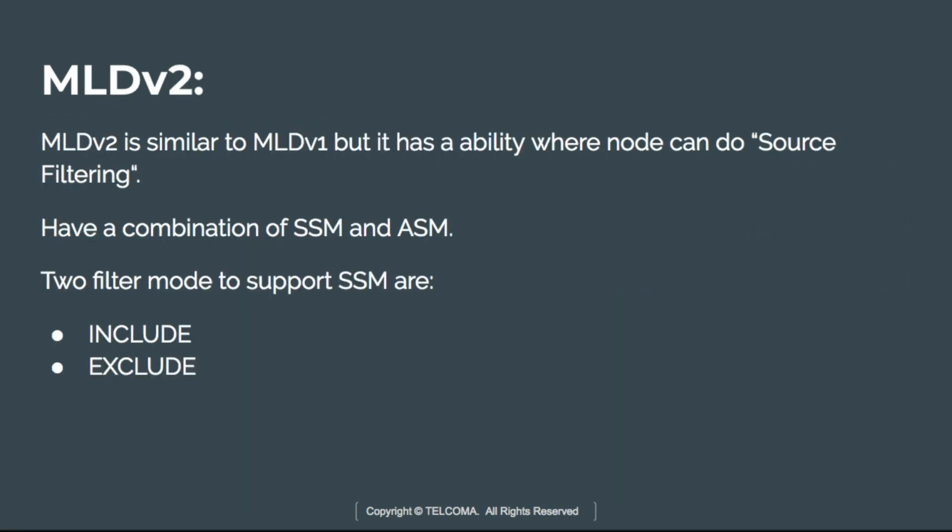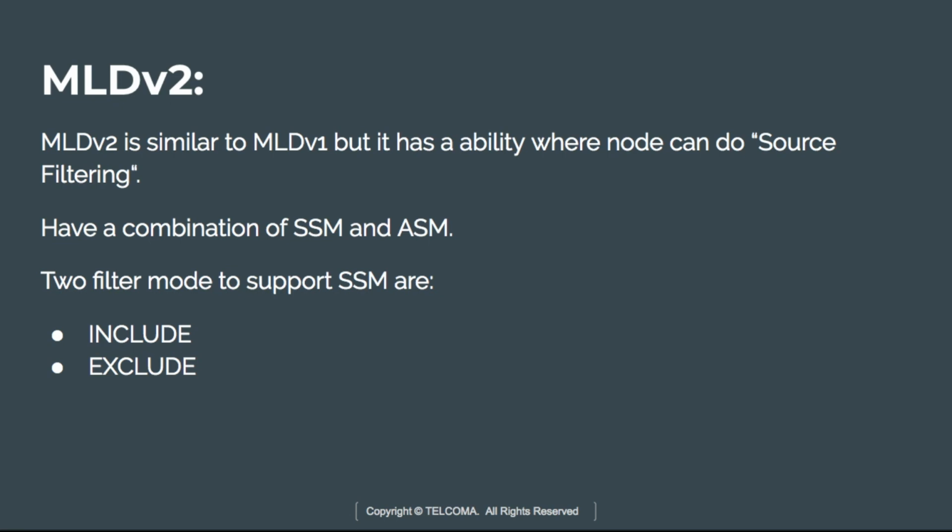Next we will discuss MLD version 2. Here MLD version 2 has an ability where a node can do source filtering. So this is the difference between MLD version 1 and version 2. It has the same similarities, but this is the one difference, that a node can do source filtering. So what is source filtering? Source filtering means either listening to packets with a particular multicast address from only specific source addresses, or from all sources except the specific source addresses.